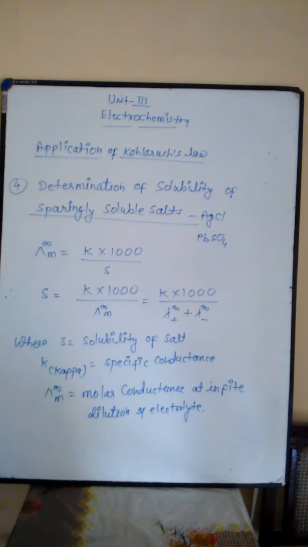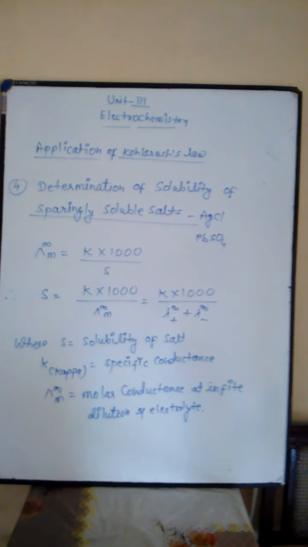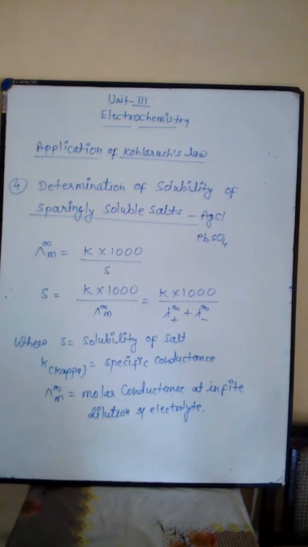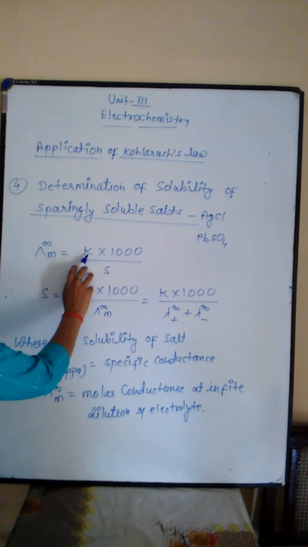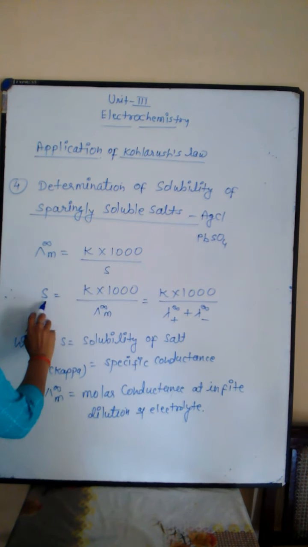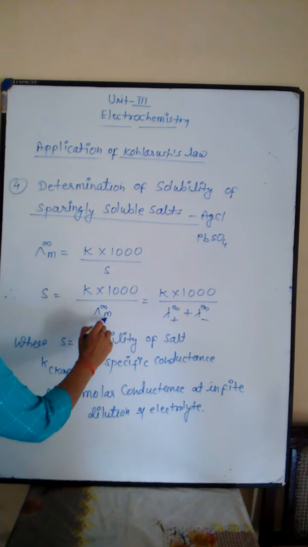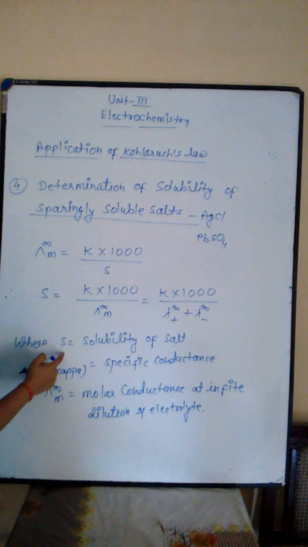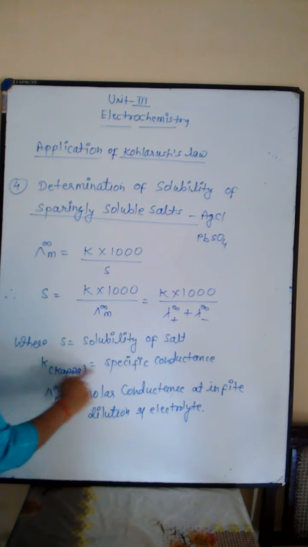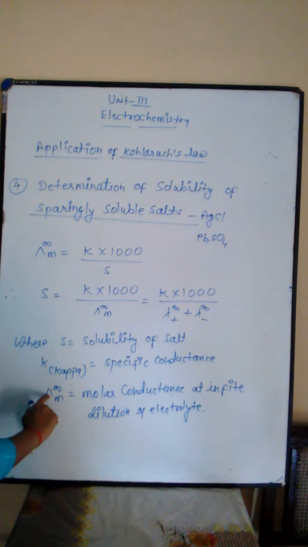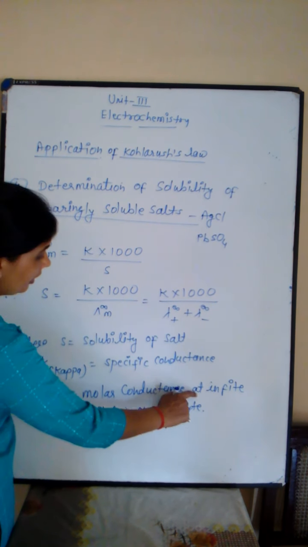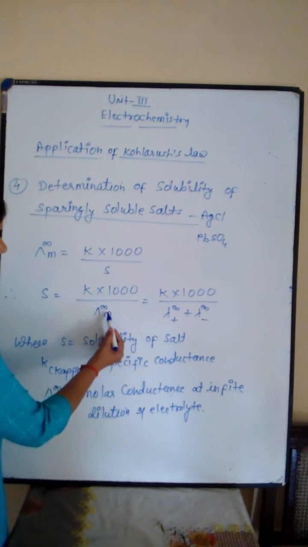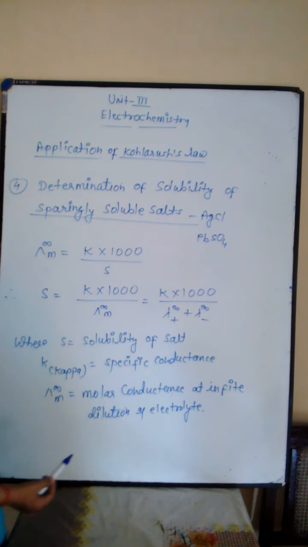So by solubility we can find out using this formula: molar conductance at infinite dilution equals K into 1000 upon S, or S equals K into 1000 upon molar conductance at infinite dilution, where S is the solubility of the given salt, kappa is the specific conductivity, and lambda m infinity is the molar conductance at infinite dilution of the electrolyte, which is the sum of the cation and anion. So by using this application we find out the solubility of sparingly soluble salt.